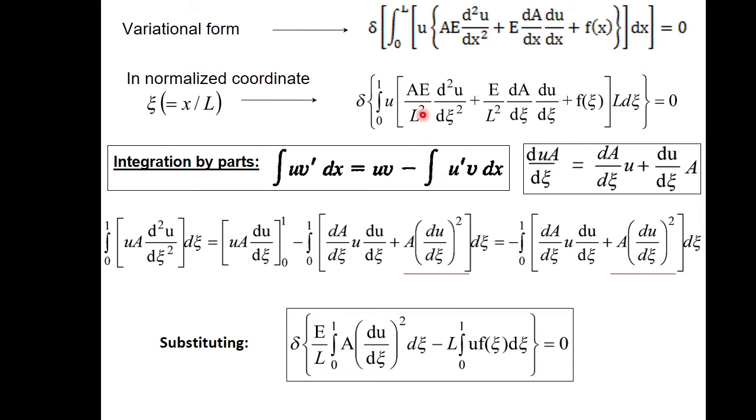And then here we multiply with u. So u into A is a product of two variables, both are functions of x or xi, say. E is constant, L square is constant, so that constant part is not considered here. So if we have this u into A, it will give rise to this. Clear?